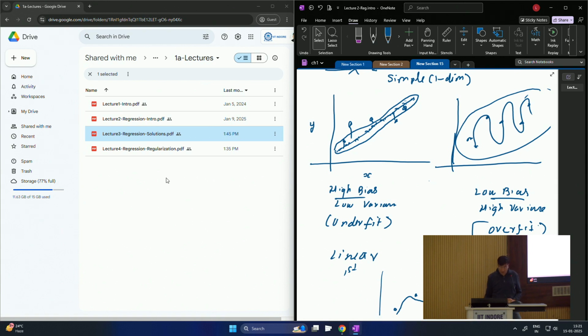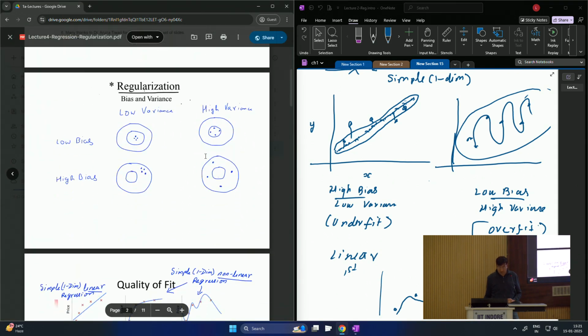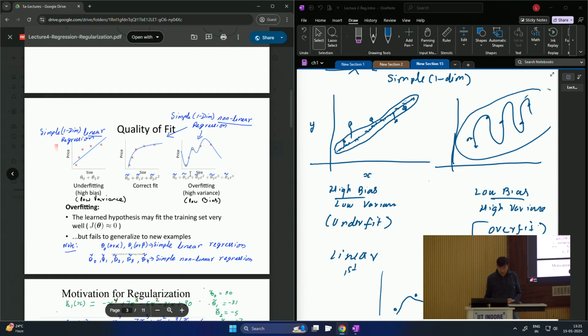So let's go to the slide. This is what I just told in the first slide, and this is what I told now in the second slide, right? This was high bias, low variance, underfitting; high variance, low bias, overfitted. This was a linear regression. Both of these are non-linear regression. I've just made the thetas here with a tilde so that you don't get confused.